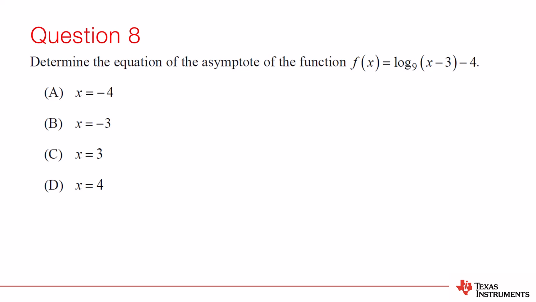Question 8. This is another question where we should be able to answer the question just as quick with or without a calculator. A logarithm, base 9, just like any other logarithm, say base 10 or e, will have a vertical asymptote when x equals 0. The function has been translated 3 units in the positive x direction, so the asymptote will be at x equals 3.